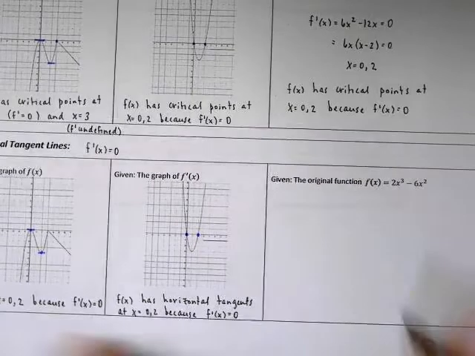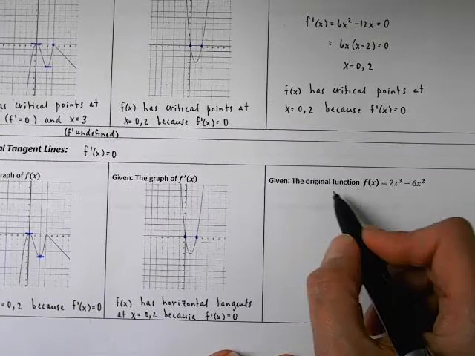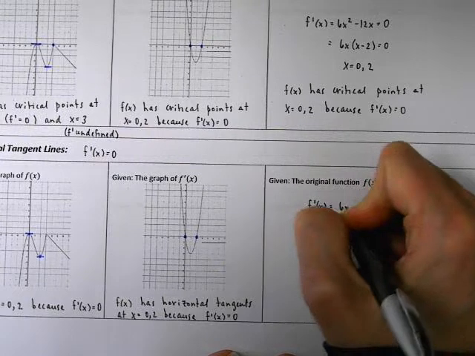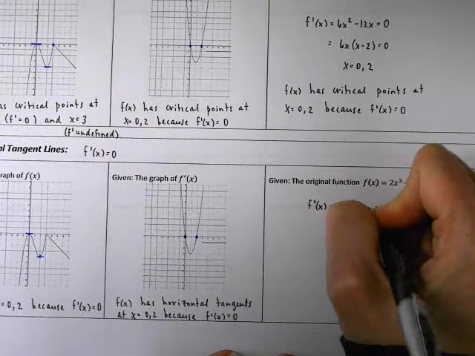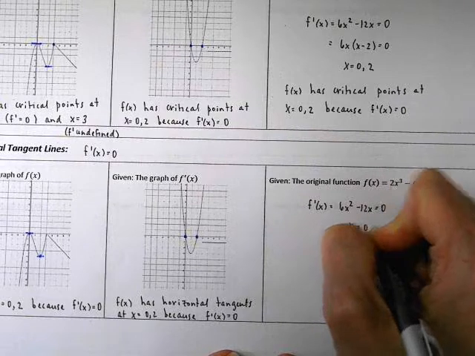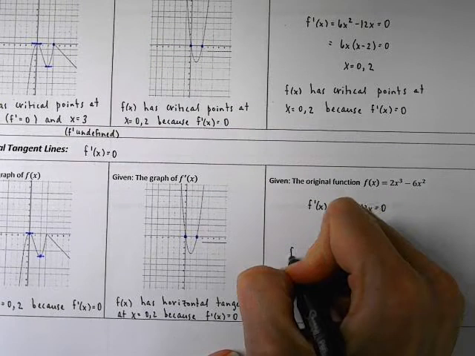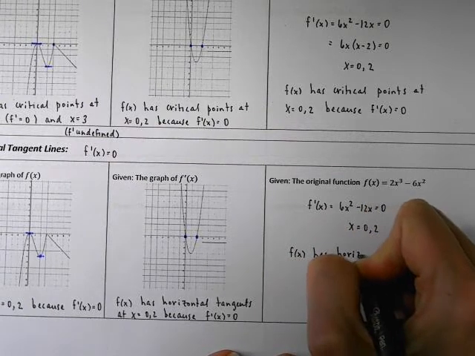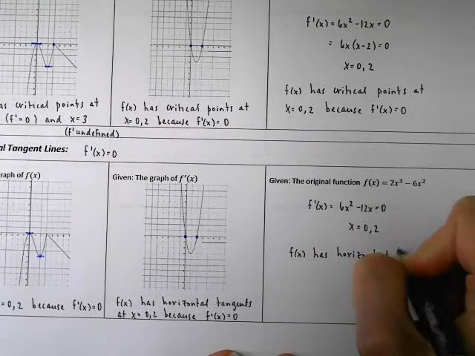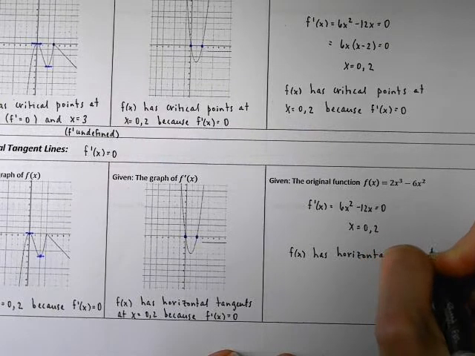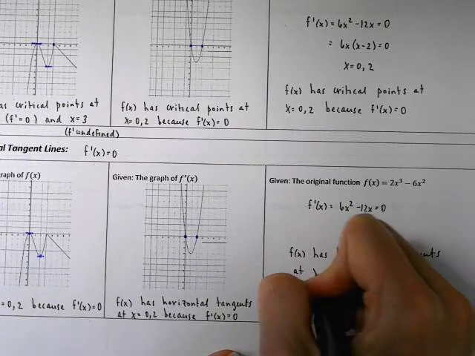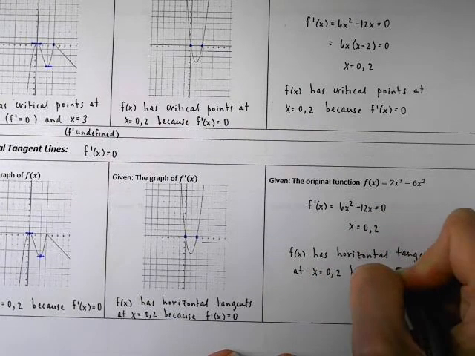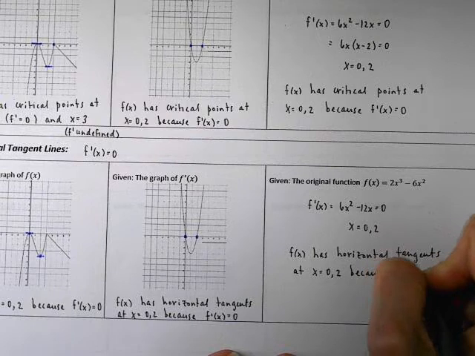And then again, we won't solve this again, but we know to find a horizontal tangent, we would have taken the derivative and set it equal to 0. We know that was at x equals 0 and 2, so again, we would say f of x has horizontal tangents at x equals 0 and 2 because f prime of x is equal to 0.